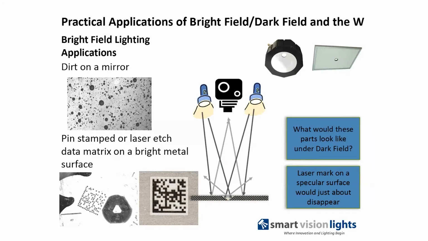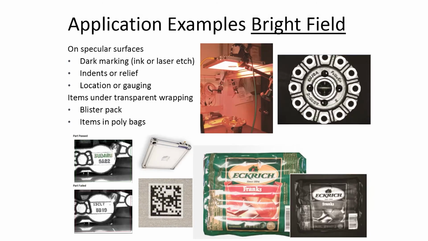So now we want to talk about practical applications of bright field imaging. With bright field lighting, if we wanted to see dirt on the mirror but not the mirror surface itself, we might use a bright field angle and look at what reflects off the mirror and see dark spots where there's dirt. We also might want to see pin stamped or laser etched data matrix on a bright metal surface, and typically this, or even a paper barcode, is done in visible bright field lighting. So here are a number of bright field lights, and it doesn't really matter if we get the angle right. You will see on specular surfaces or through blister packs and other things what happens with bright field lighting.